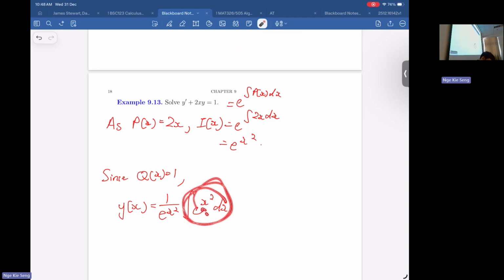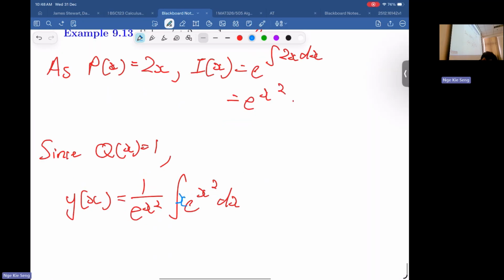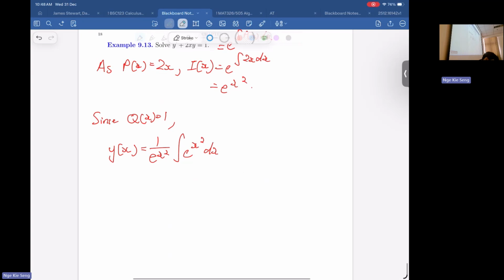So far, using the machinery here, you cannot do this. Unless you had an x here, you could do substitution, or by parts also works. Otherwise, you cannot do this. But in calculus, you can do this. Calculus next semester.